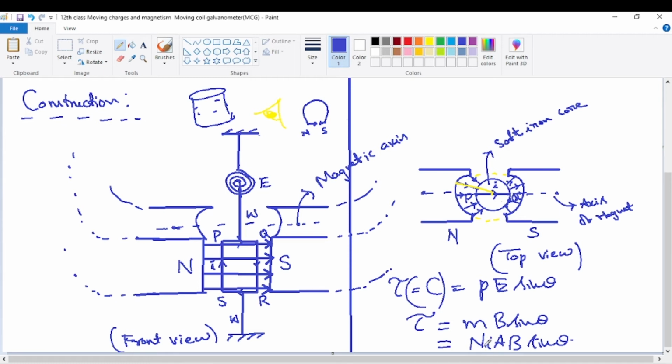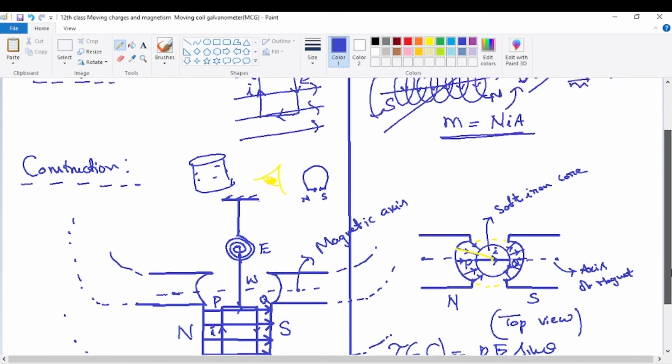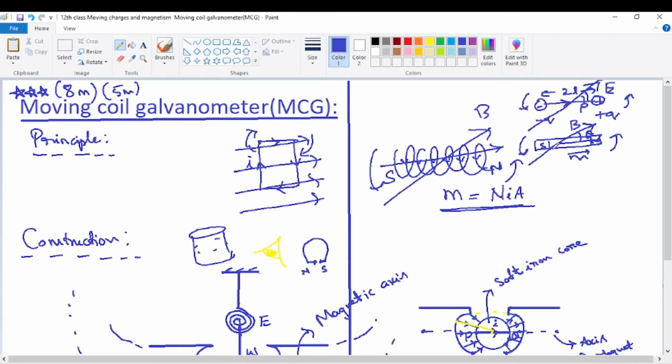It depends on the number of turns N and current I. A is the area. What is the area of a face of the coil here? For a rectangular coil, we take length into breadth, length L and breadth B. B is the magnetic induction, sin theta. What is theta here? Very simple. Theta is the angle between the magnetic moment, or the axis of the coil, and the direction of the magnetic field.